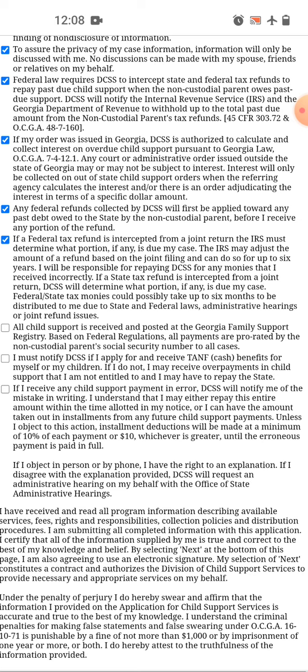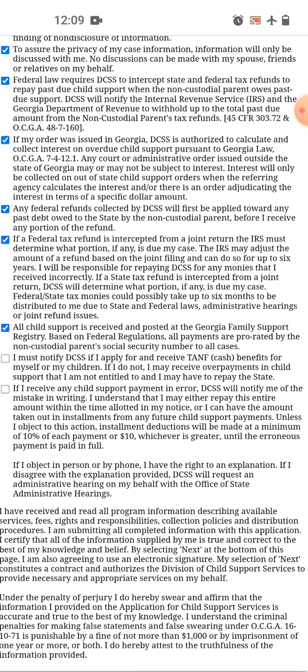let me read. Okay, the next one. All child support is received and posted at the Georgia Family Support Registry. Based on federal regulations, all payments are prorated by the non-custodial parent's Social Security number to all cases. I'm gonna read that again. All child support is received and posted to the Georgia Family Support Registry.